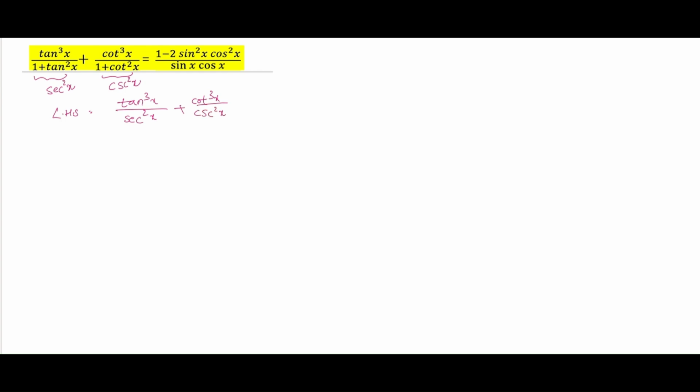The tan is nothing but sine upon cos. Substitute that. Then it makes sine cube x upon cos cube x into secant square x plus cot is nothing but cos upon sine. So this is cos cube x upon sine cube x into cosecant square x.